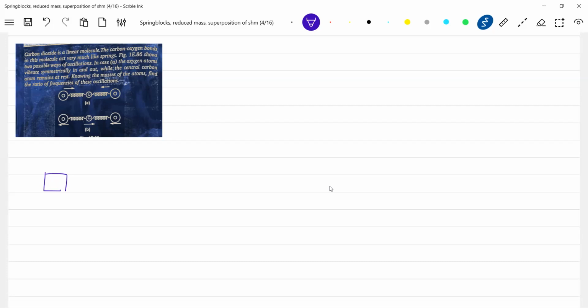We'll do one thing. I will write M1 mass, this M2. If I make this fixed here, it's asking the frequency of oscillation of this. Then this block will have a time period.